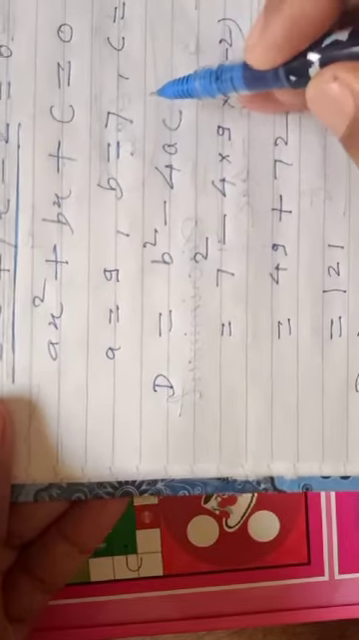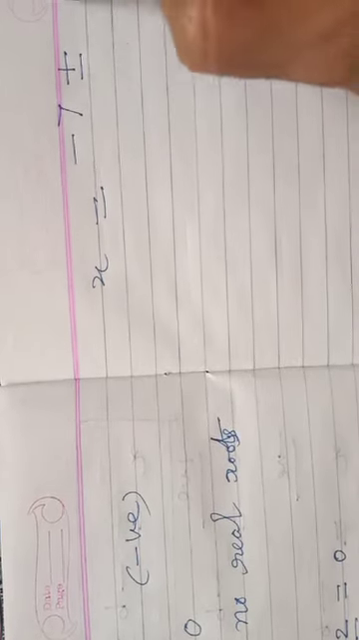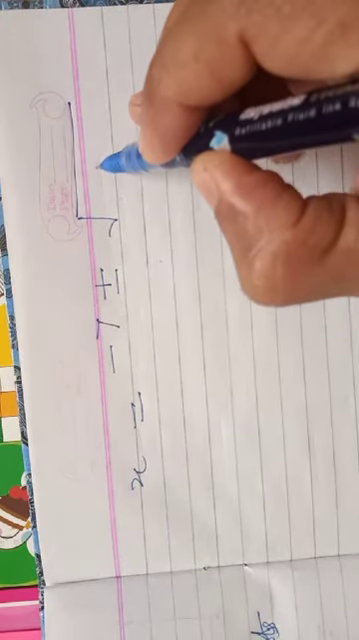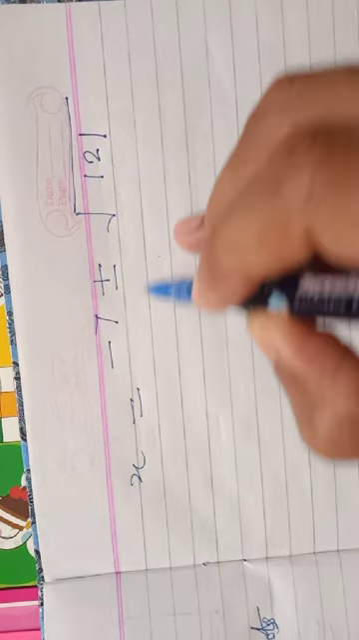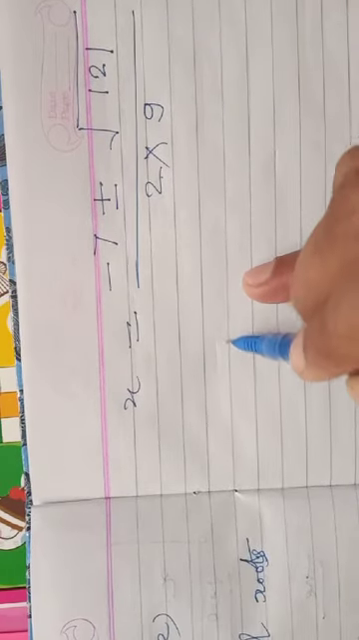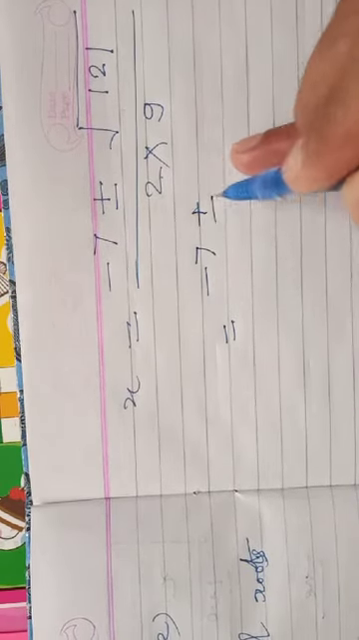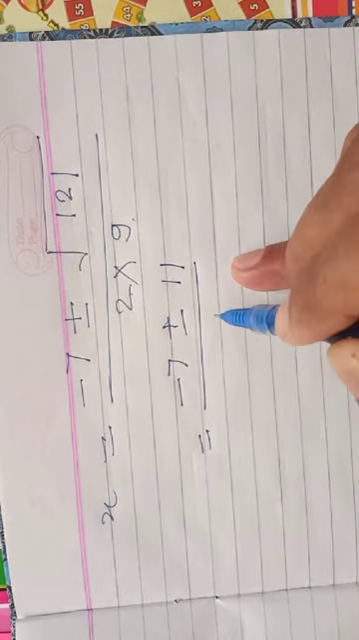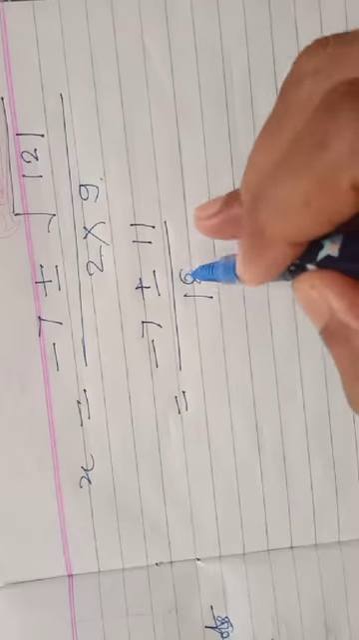minus b, and the value of b is here 7. So write here minus 7 plus minus under root b square minus 4ac, which is 121, upon 2a. The value of a is here 9. So we should write 2 into 9. Minus 7 plus minus the square root of 121, which is 11. 9 2s are 18.